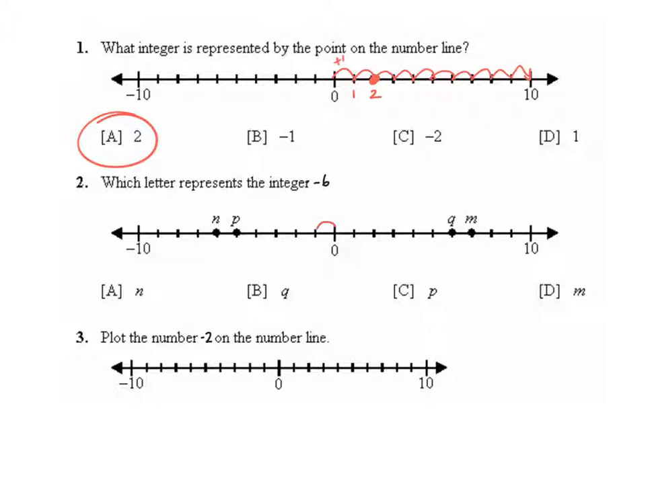We're going to go backwards 6 jumps. 1, 2, 3, 4, 5, 6. So that is choice A, point N.